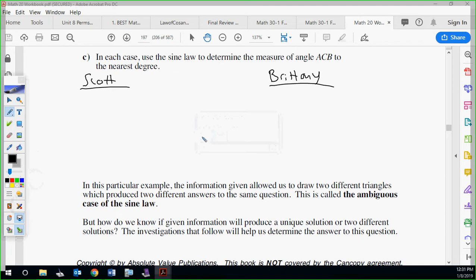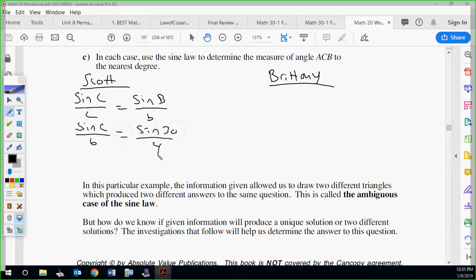All right, so for Scott's setup, Scott should have gone sine C over c equals sine B over b. And that would be sine C over 6 equals sine 30 over 4. So he simply multiplies by 6 and then takes the sine inverse, right? Because you have to inverse to get your final degree measure. So you multiply this whole thing right here by 6, and you're going to sine inverse that value. That value that you're going to inverse is going to be 0.75. So you're going to get 49 degrees.